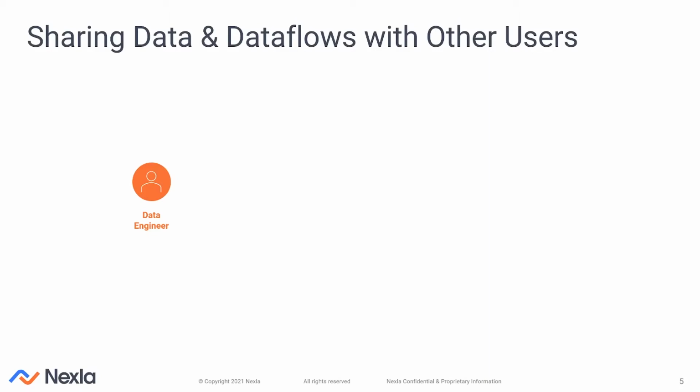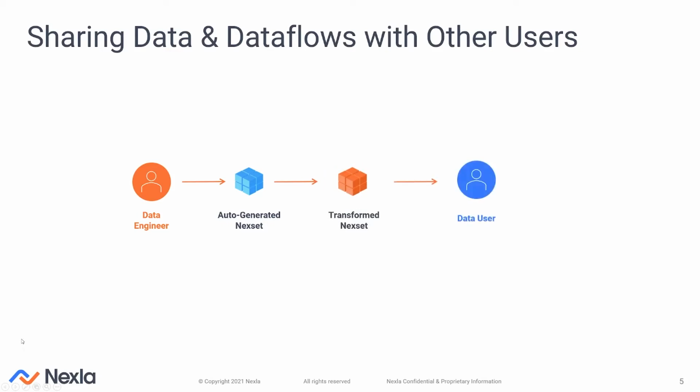Today we're talking about enabling collaboration by making it easy to share data and data flows with collaborators. In this example, we're going to be walking through a simple but general use case of a data engineer who adds some source data. Nexla automatically generates what we call a Nexset. The data engineer then transforms that Nexset for use, shares it with a data user who can then go into Nexla themselves and add it wherever they need to work, in this example, an FTP destination. And this data user doesn't have access to anything upstream of them.